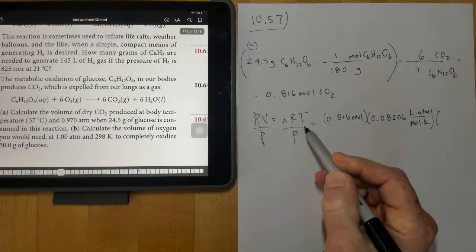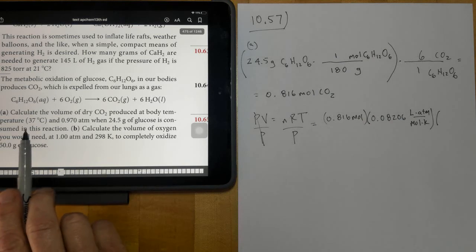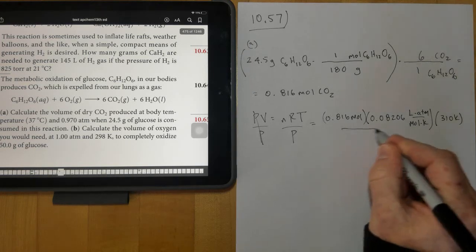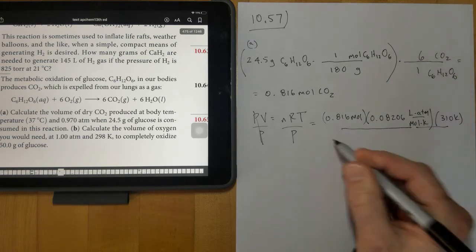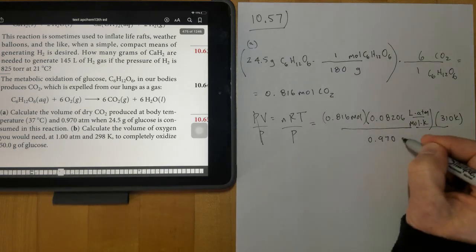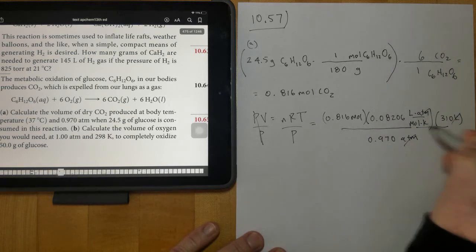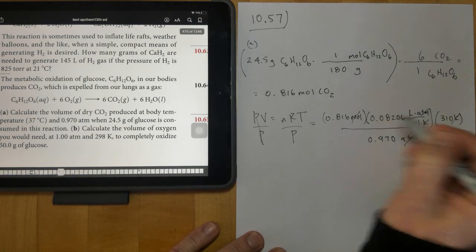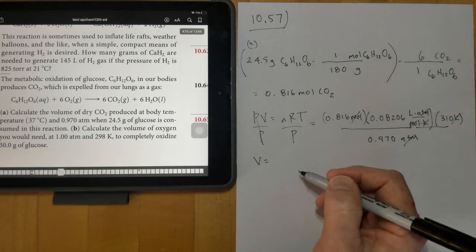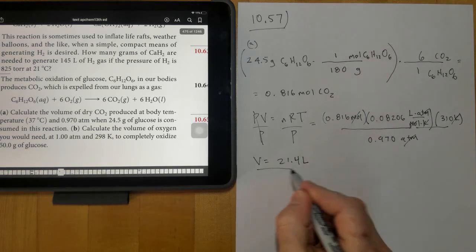And then our temperature, it says, is 37 Celsius. So be careful, make sure that you add 273 to that. So it's actually 310 Kelvin. And then divide that by the pressure. And the pressure, it tells us in the problem, is 0.970 atmospheres. So put your units in and then check to make sure that they cancel. The atmospheres with the atmospheres, the kelvins with the kelvins, the moles with the moles, and then you're left with liters. And so your volume is going to end up being 21.4 liters for letter A.